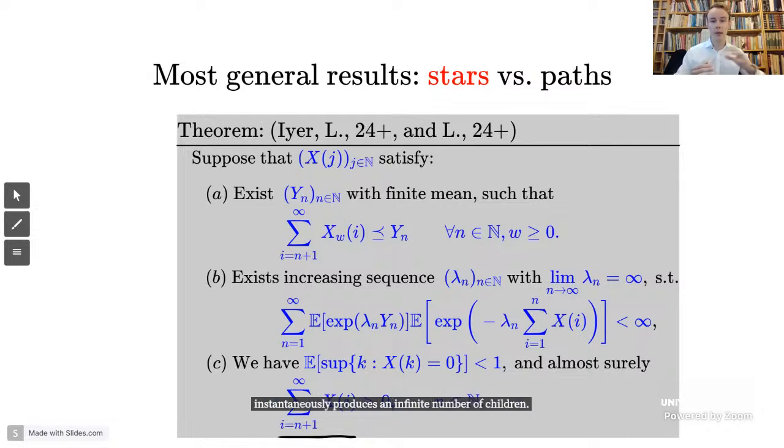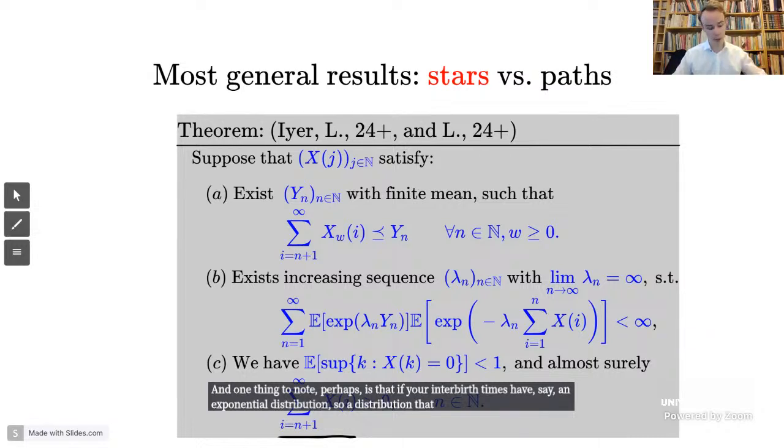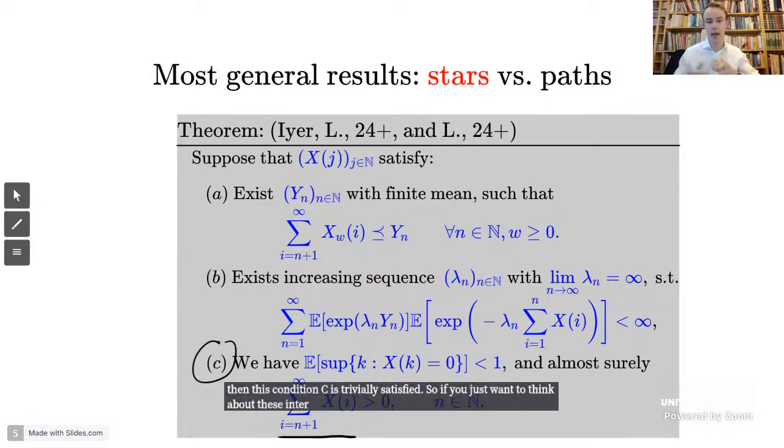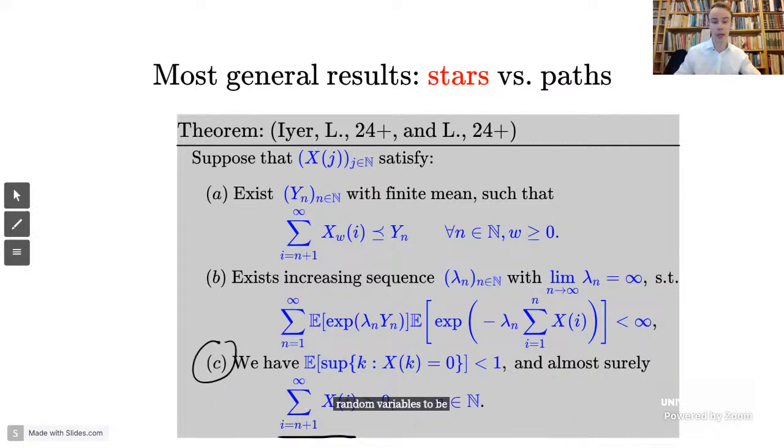And this is true no matter how many children you have already produced. So these trivial cases we wanted to avoid. One thing to note perhaps is that if your interbirth times have, say, an exponential distribution, a distribution that has no atom at 0, then this condition C is trivially satisfied. So if you just want to think about these interbirth times in terms of exponential random variables to be able to link it back to preferential attachment, then you need not worry about this condition C at all.